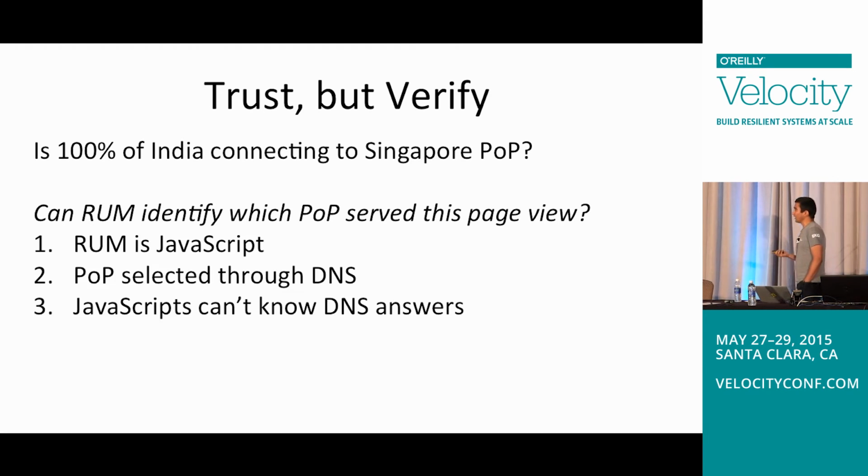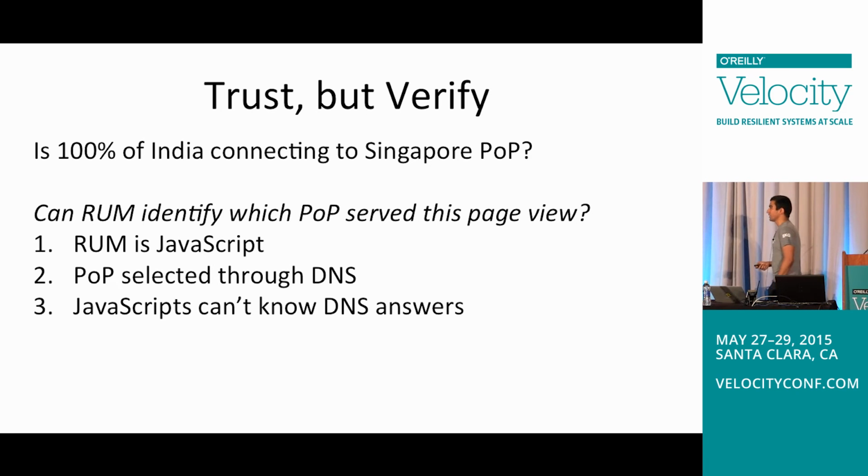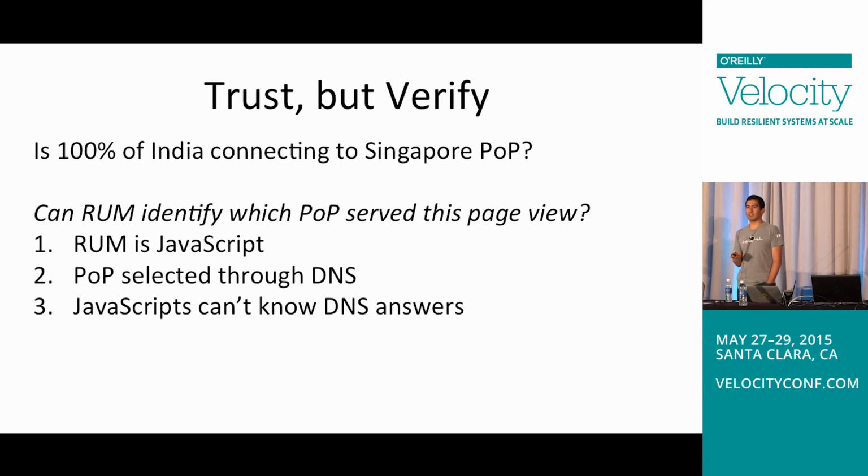Actually, that's pretty hard because RUM is client code, RUM is JavaScript. POP assignment happens through DNS, and browsers currently at least don't expose that information to JavaScript. Browsers don't let JavaScript know that, hey, given www.linkedin.com, what IP address would you actually point it to, right? So that's pretty tough, but we found a clever hack.